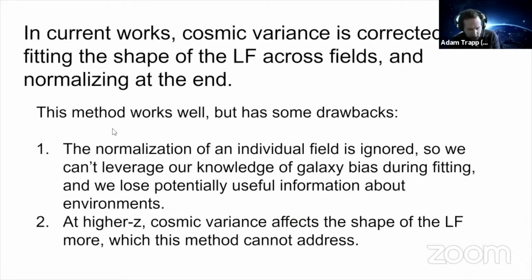So how do we deal with this cosmic variance? In current works, cosmic variance is corrected for by fitting the shape of the luminosity function across fields, and then at the end you normalize. And this method works well, but it has some drawbacks. First, the normalization of an individual field is ignored, so we can't leverage our knowledge of galaxy bias during the fitting, and we lose potentially useful information about the environments. And the second thing is at higher redshift, cosmic variance affects the shape of the luminosity function more than at lower redshift. And by higher, I mean greater than 6, the areas that JWST will be probing. So this method can't address that.